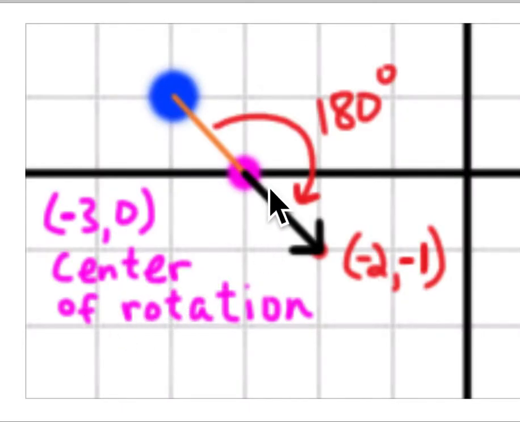Problem number 2 asks you what are the coordinates of a point that's 180 degrees away from, or a rotation of this point right here, which is -4, +1. So this is -4, +1. The center of rotation is -3, 0. So you rotate this point around, and it ends up right here.